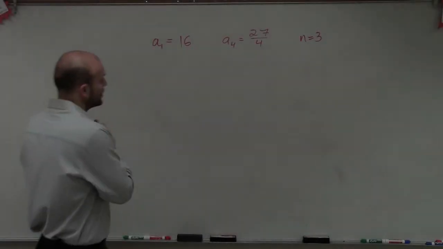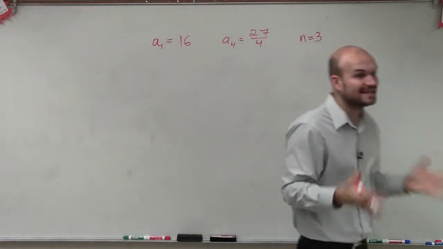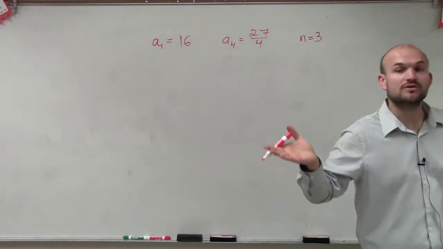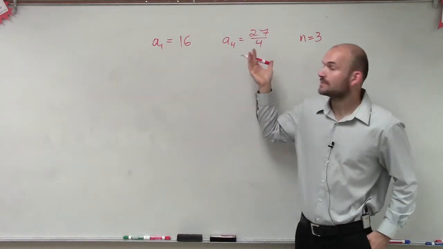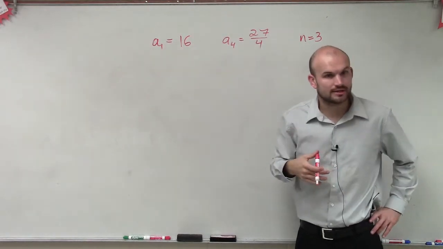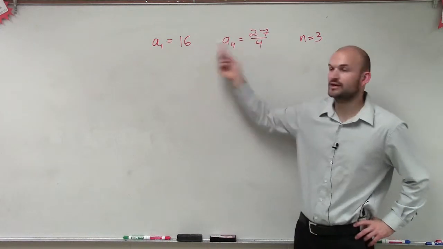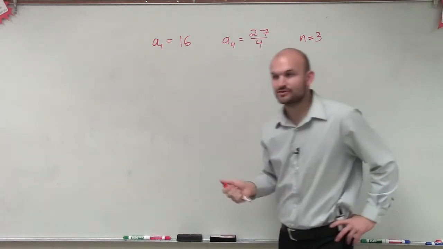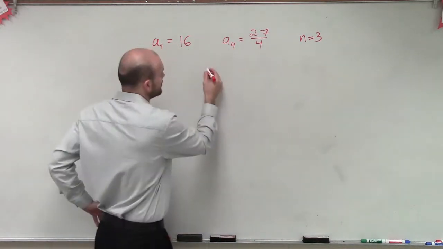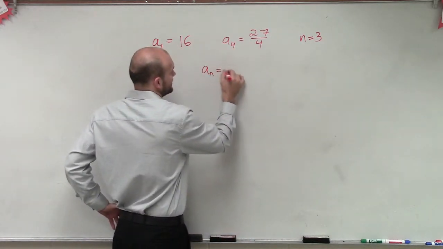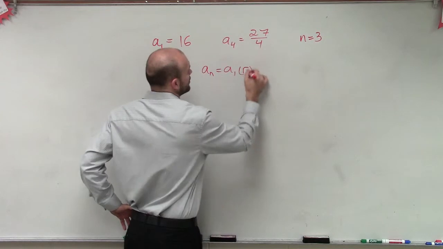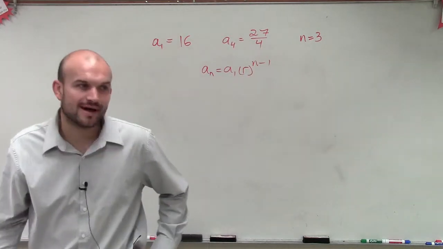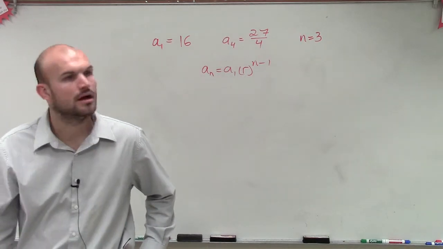Okay, so now what we want to do is find the integrated term for n equals 3. But unfortunately, we know this is going to be a geometric series. We know that to go from here to here, we're going to be using a ratio. All right, so what we need to do is use the formula. Our formula says a sub n equals a sub 1 times r raised to the n minus 1. But our problem is, for a geometric sequence, we don't have r, do we?